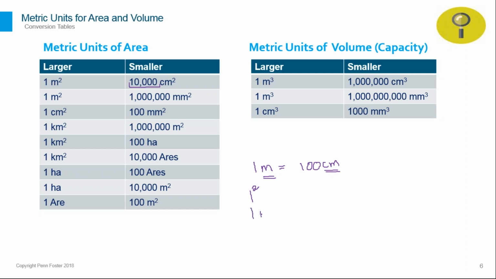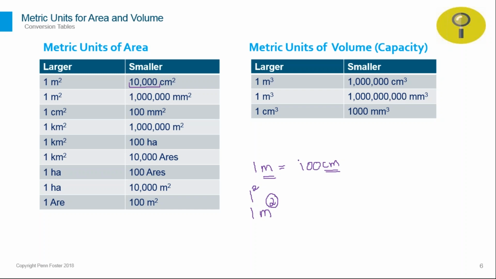So 1 meters squared, and with metric units, we always use the exponent 2 to give the impression that this unit is squared, as opposed to English units where we just abbreviate the word squared, SQ.